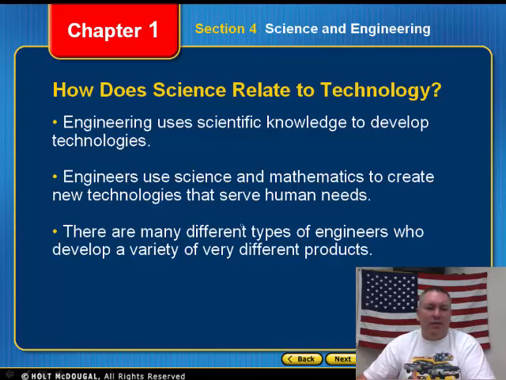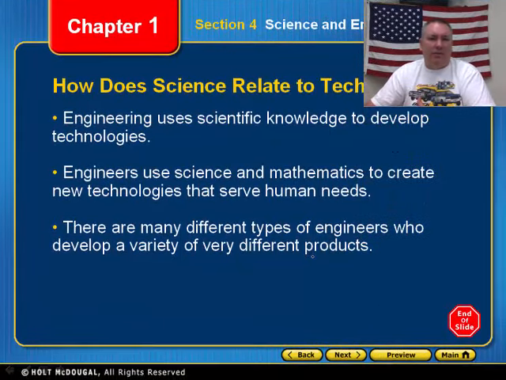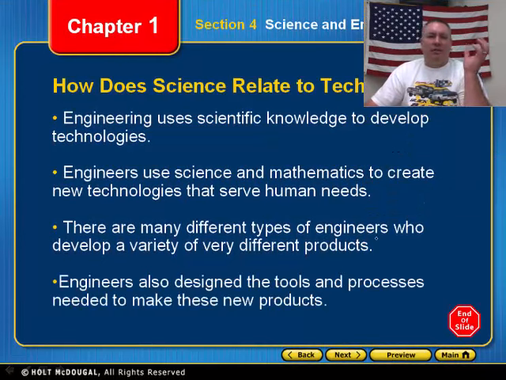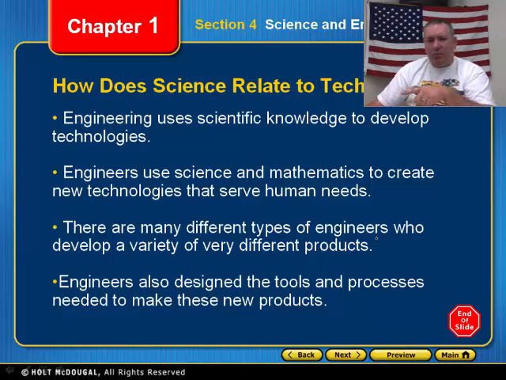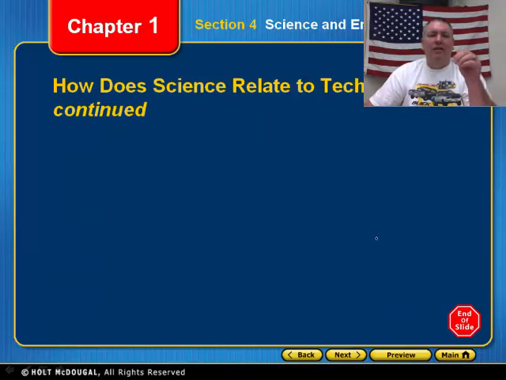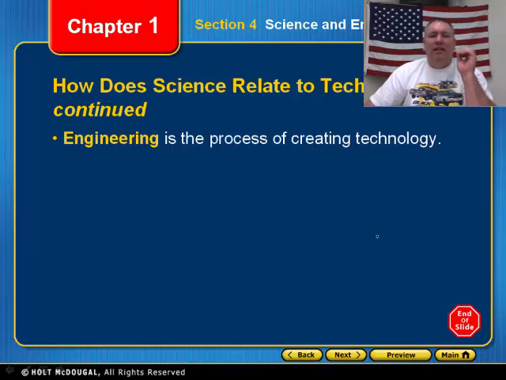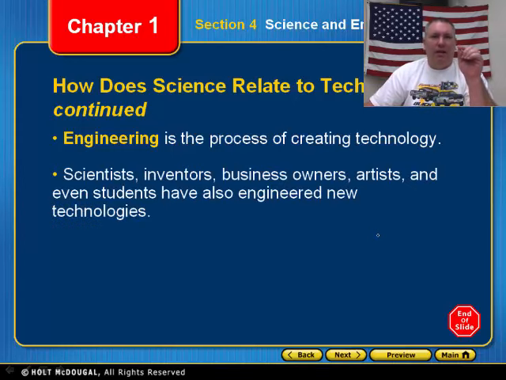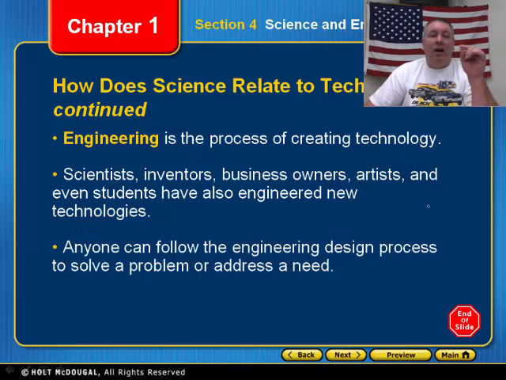There are many different types of engineers, and they develop many different types of products. Some develop products that we can eat. They're making bioengineered food. Some make these products that we use to make our lives easier. Engineers also use the design process to do this. Now, that design process is kind of like the scientific method, okay? Engineering, obviously right here, creating technology, we talked about that. All this stuff here is stuff we've already talked about. I'll leave it up here a second so you guys can take notes if you want to.